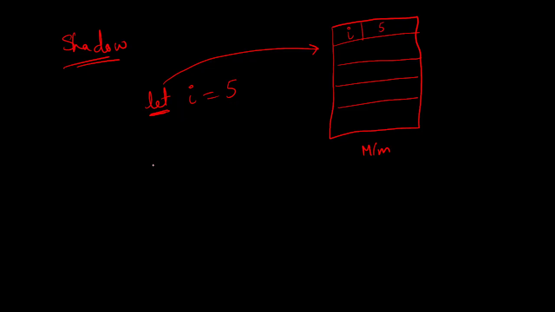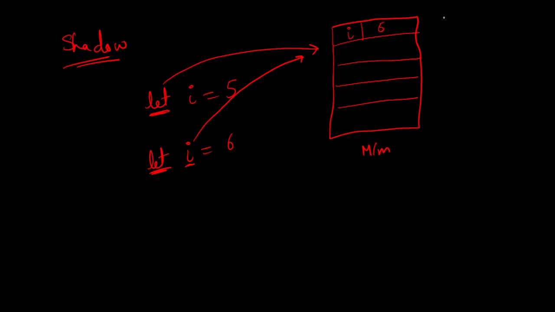Okay, but next time when we are using the let keyword and we are assigning i the value of 6, at that time let will look for this i variable. It will look into the memory table and find out that the i variable already exists. So what it will do is override that i variable, and assign a new value, that is 6.